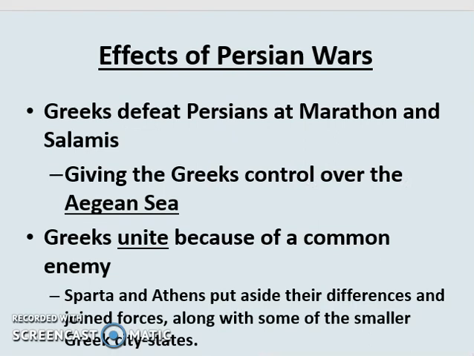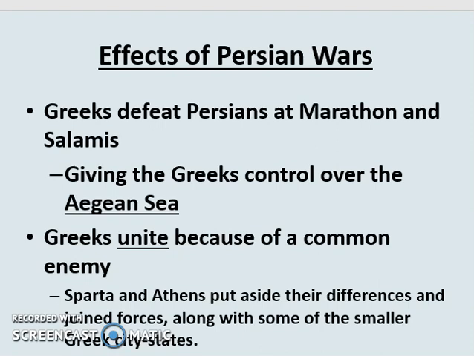The effects of the Persian Wars is going to be that the Greeks defeat the Persians at Marathon and Salamis, but they lost at Thermopylae. But the fact that they defeated the Persians in these other two gave Greeks control over the Aegean Sea, which is important for military defense as well as trade. And Greeks had united because of a common enemy.